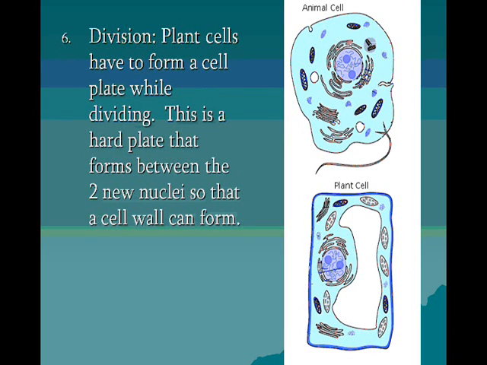The last difference between animal cells and plant cells is in division. In plant cells, they form a cell plate while dividing. It's a hard plate that forms between the two new nuclei, so the nuclei split into two, and a barrier forms, a new cell wall forms in between them. Animal cells don't have cell walls, so they use the centrioles, remember the little churro-looking things right here, to help them pull apart the DNA to the very opposite pole so it can just pinch in half.